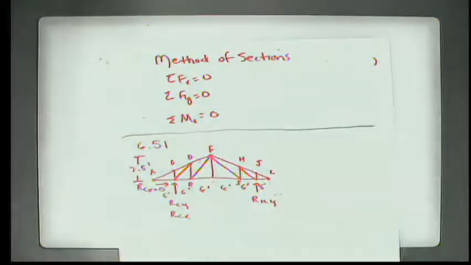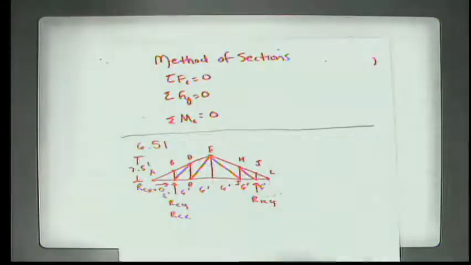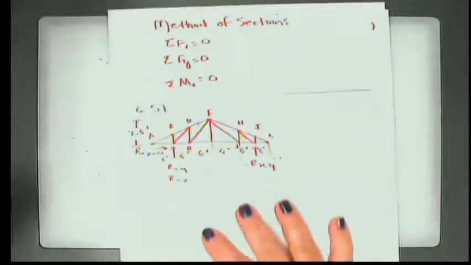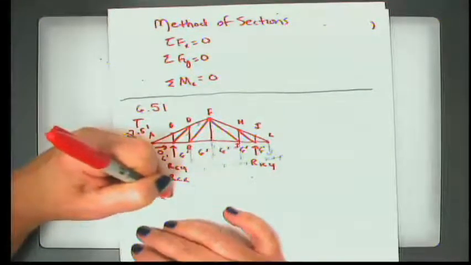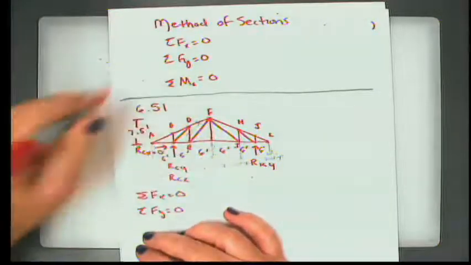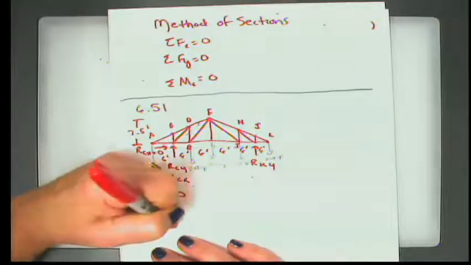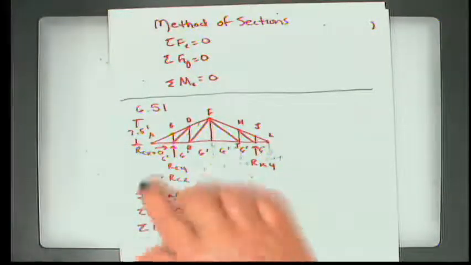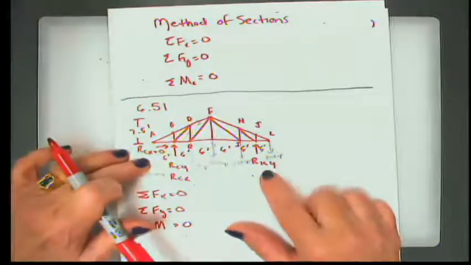All right, so just like with method of joints, the first thing that we need to do is statics of our entire truss. We need to say the summation of forces in the x direction equals 0, summation of forces in the y direction equals 0 for the entirety of the truss, and that the summation of moments about any point on the truss has to equal 0. We're doing that to find our reactions at C and K.